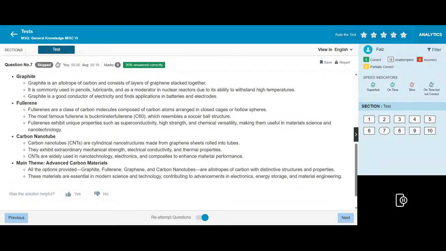CNTs are widely used in chemical processes and instrumental performance.